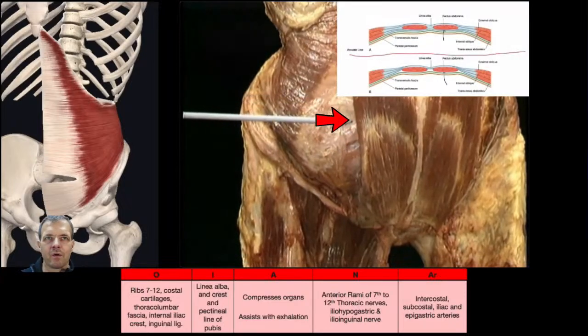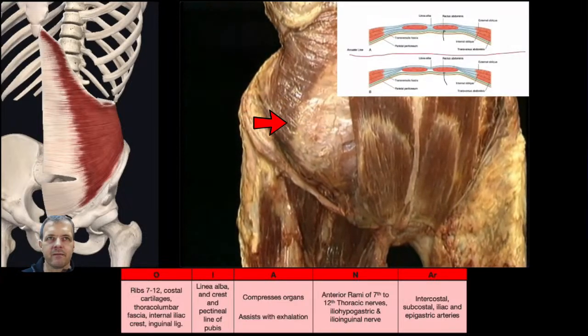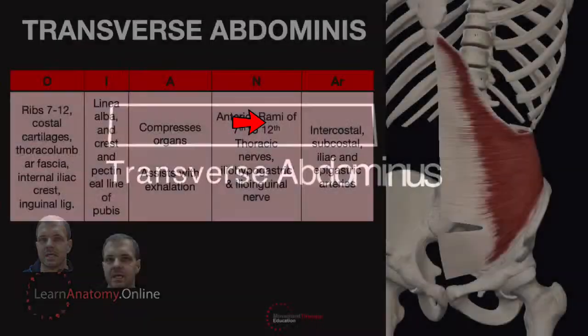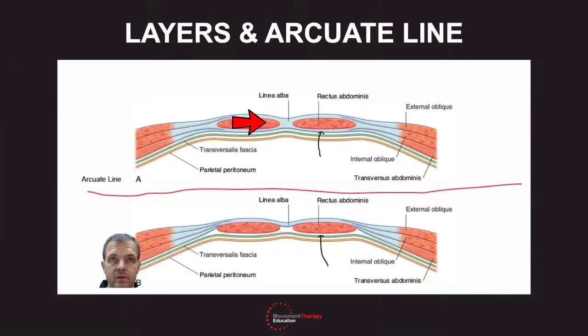And then, around that level there is the arcuate line. And again, we'll see that as we go through. Okay, cool. So that's your deepest layer. So if I just go back one, that's this one here. Okay, so that's that layer there.